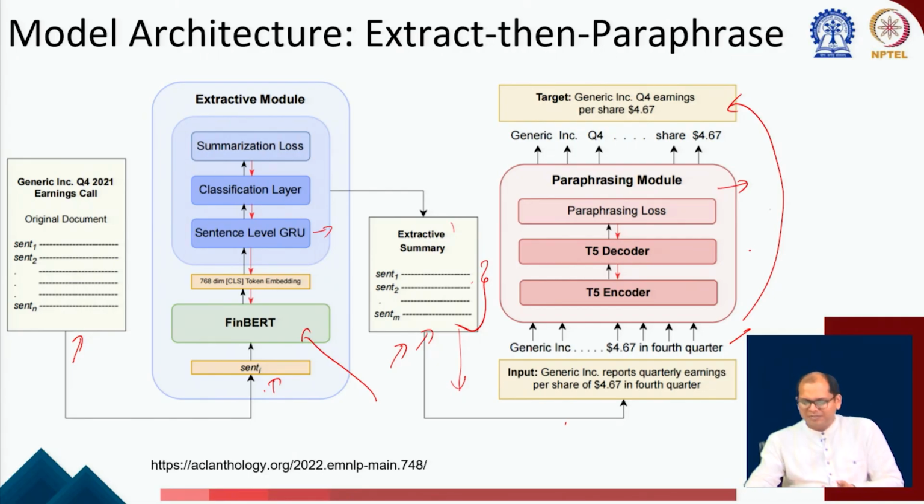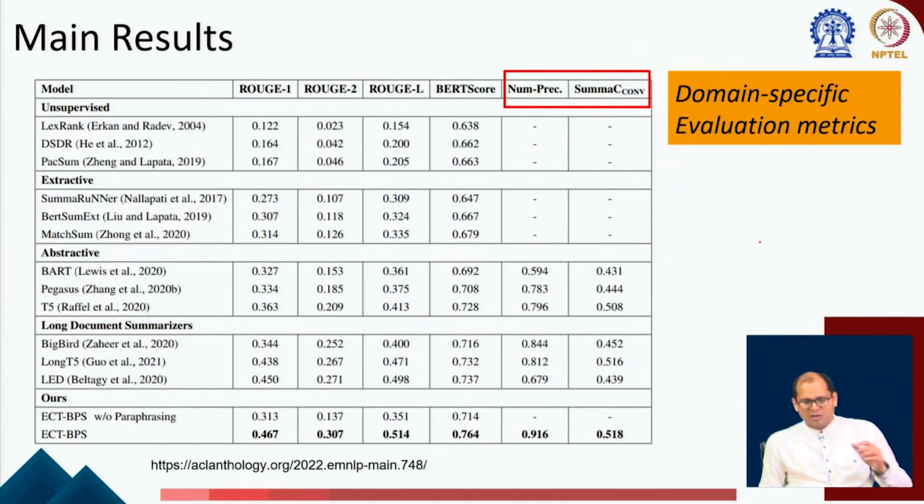Here you use a T5 encoder decoder for doing paraphrase. Now the paper discusses various approaches that were used. You could try all the unsupervised approaches for this. You can try extractive approaches. And these are some abstractive approaches. You can see BART, T5, Pegasus.